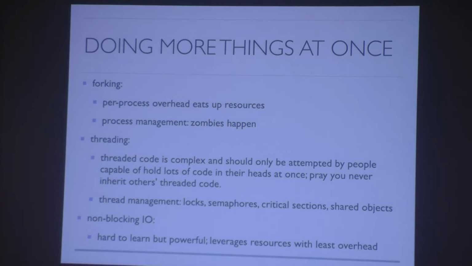So there's a few ways to do more things at once. You can fork. Some of the problems with forking are you have per process overhead that eats up resources. Every fork means a copy of a process and an entry in the process table and all of the memory space. Unless maybe you have copy on write, that's great. But anytime you write to its memory or heap, you're now chewing up tons of memory as well. You also have to manage the processes. Zombies happen when you do a lot of forking.